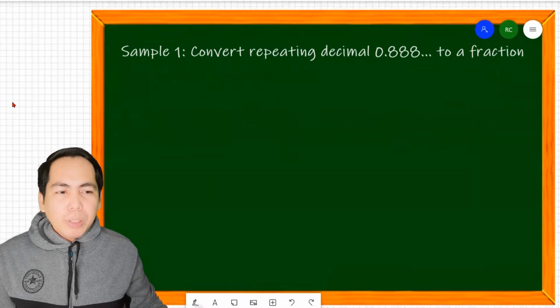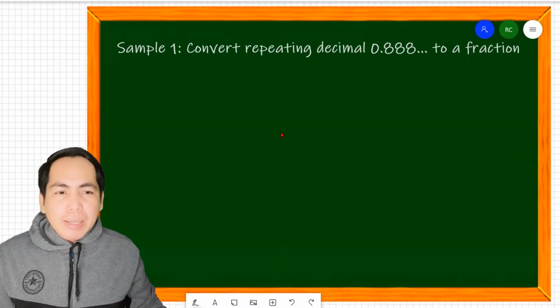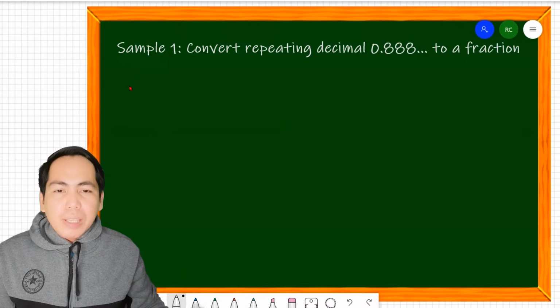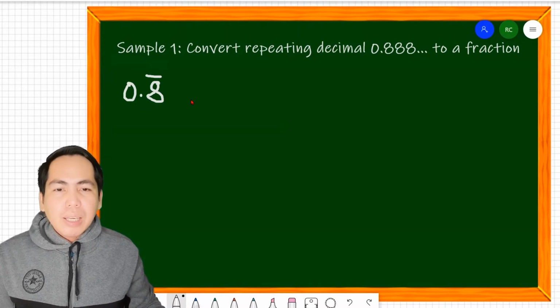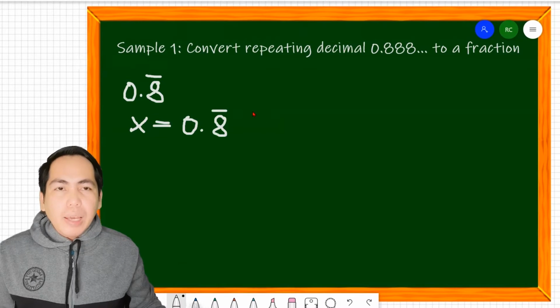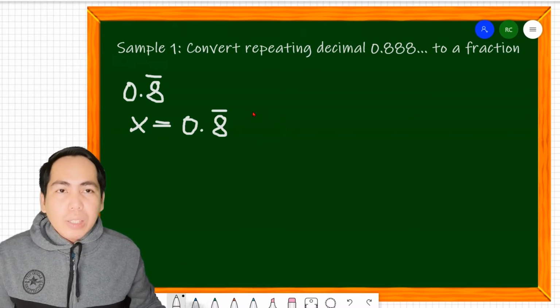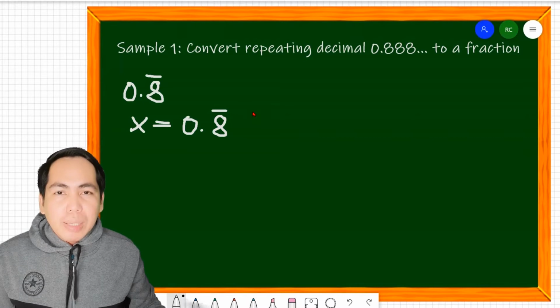We have here sample number 1. Convert the repeating decimal 0.8888 and so on to a fraction. So meaning to say that the digit that is being repeated is 8. So we can also write the given repeating decimal as 0.8 with a bar above it, because the digit that is being repeated is 8. So in other words, x is equal to 0.8 bar.